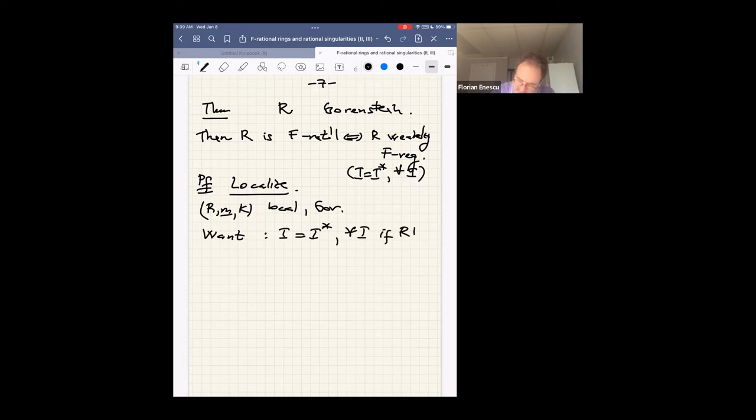If R is irrational. Okay, if the ring is weakly F-regular, it's automatically F-rational. So you want the converse. Okay, so how do we prove that if we know that the ring is F-rational, every ideal is tightly closed?